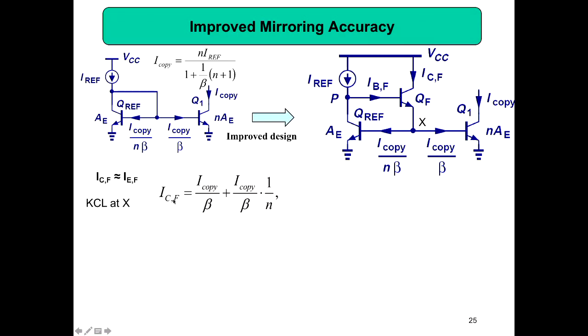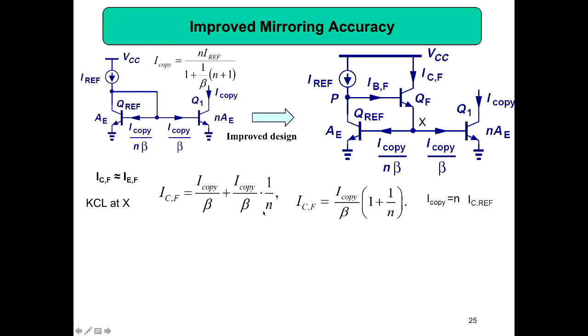So your ICF equals, for this transistor QF, I copy by beta, because that is this current, I copy by beta into 1 by n, this current. So this current is coming and then branching into 2, and then that is this current, ICF. Actually this is emitter current, but our assumption is emitter current is approximately equal to collector current. ICF equals I copy by beta into 1 plus 1 by n, just to rearrange it.